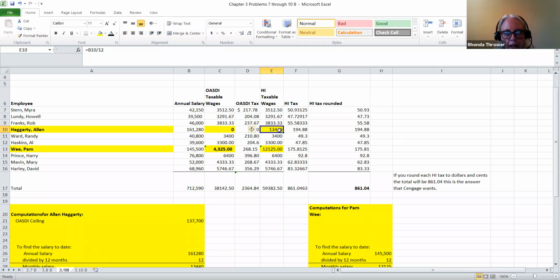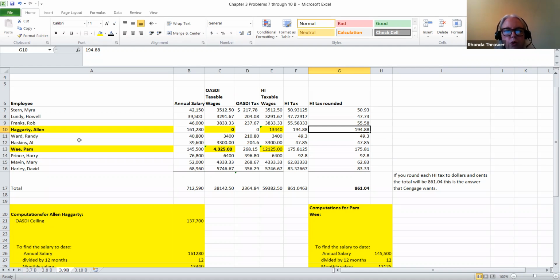For HI, because this $161,280 is not above $200,000, we are going to simply take the monthly salary and multiply it by the HI tax rate of 1.45%. That will give you $194.88, which is the HI tax, rounded.